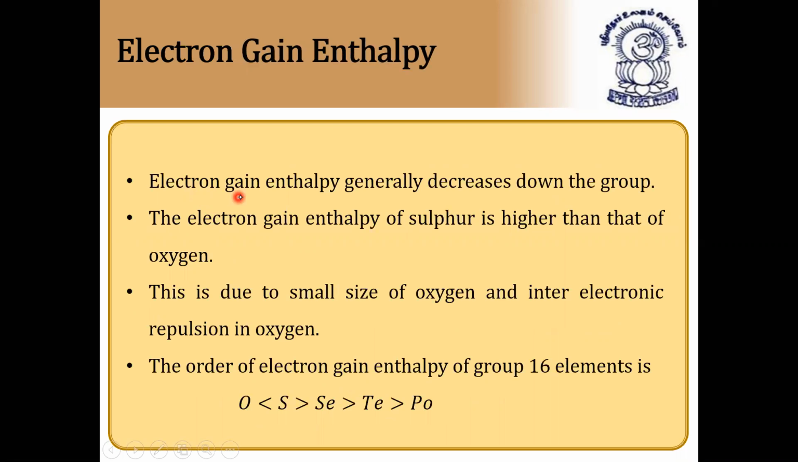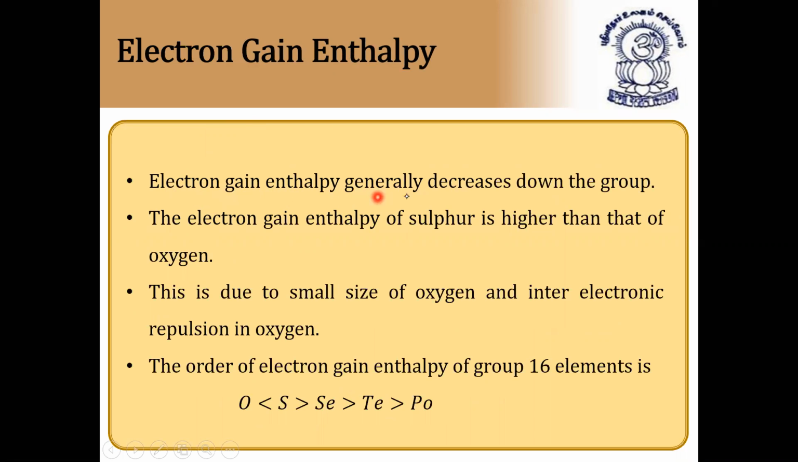Next, electron gain enthalpy, the tendency. So the amount of energy released. What is electron gain enthalpy? The amount of energy released when a neutral gas atom gains electrons. It is called electron gain enthalpy.